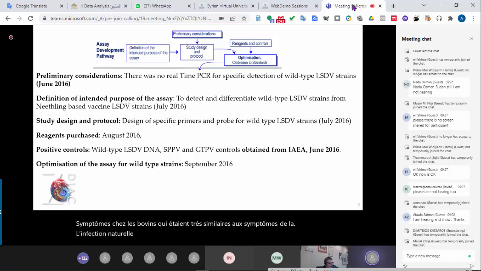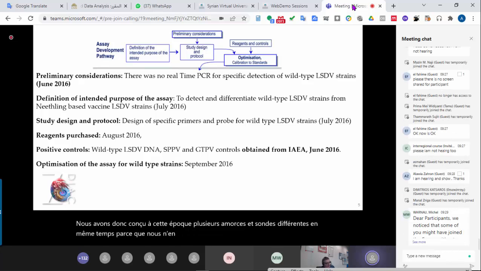So we needed the assay to quickly differentiate whether it is vaccine or wild type strain. So we designed, in that time, several different primers and probes at the same time, because we did not have time to design them one by one. And we purchased reagents, and what is very important, we obtained the reagents and the positive controls from IAEA, which first react to help the region in diagnostic needs.